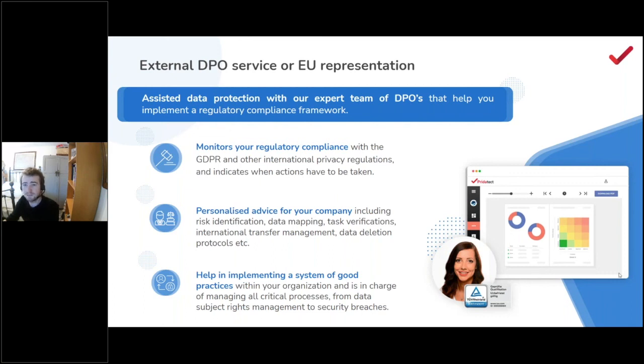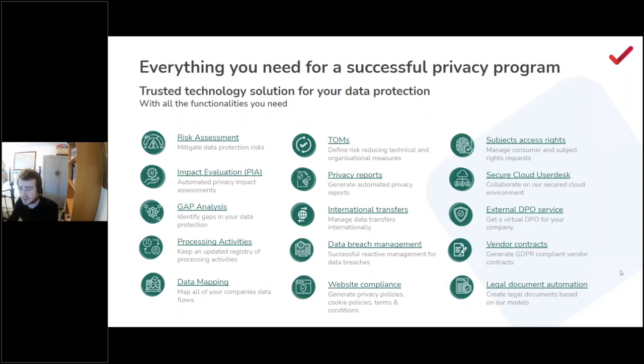And then on this slide, we've got a list of different things that are available within the platform, just to give you some idea. I won't run through them all here. You can take a quick look, but we've got things all the way from conducting risk assessments, DPIAs, impact assessments, gap analysis, processing activities, data mapping, and then onto more external services as well, such as the DPO service, EU representation I mentioned, and document automation, etc.